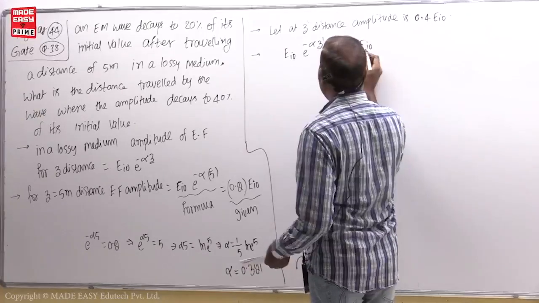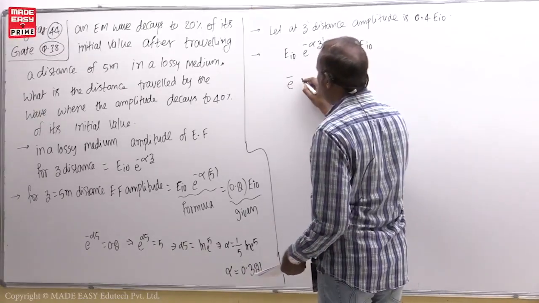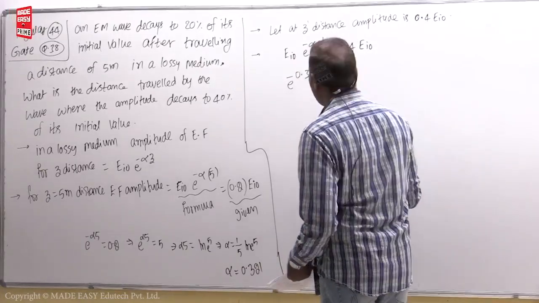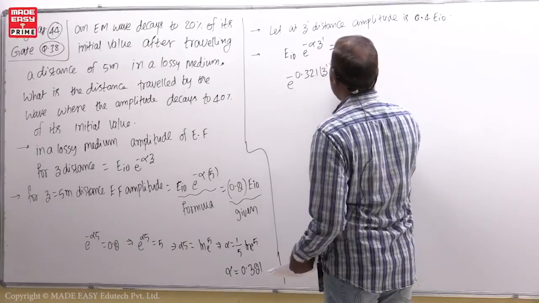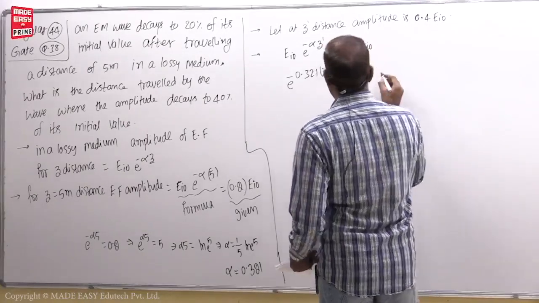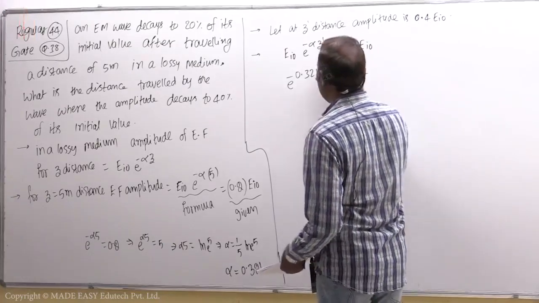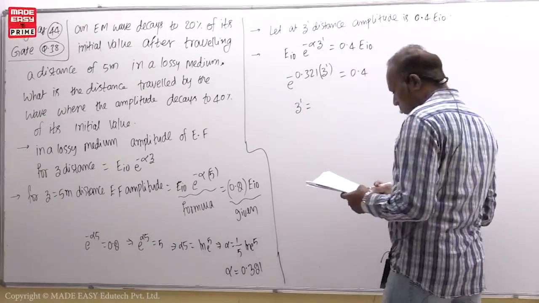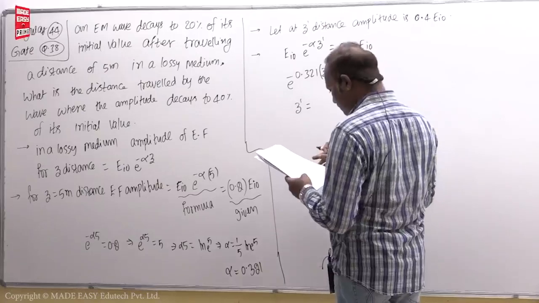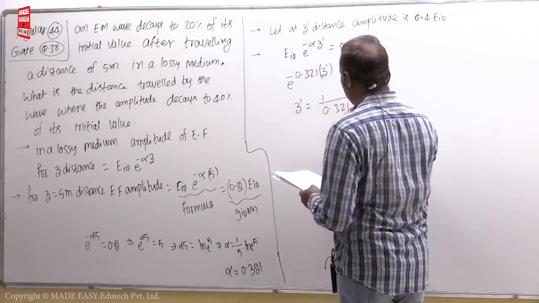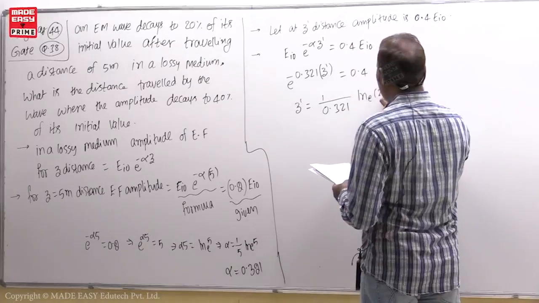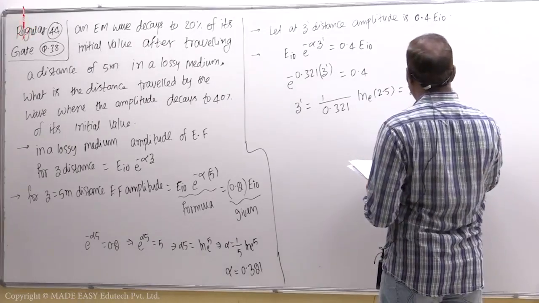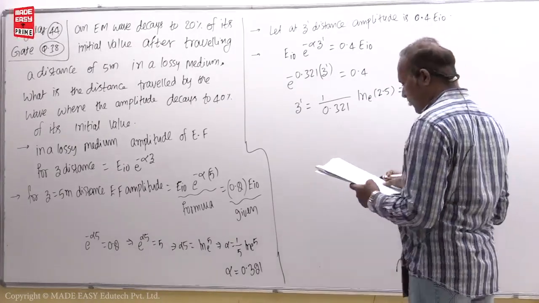EA0 cancels. So e power minus alpha, and alpha is 0.321, so e power minus 0.321 z dash is equal to 0.4. From this, if you calculate z dash, you will get z dash is equal to 1 by 0.321 ln 2.5. So that is nothing but 2.854 meter.